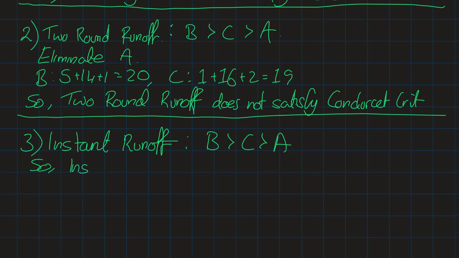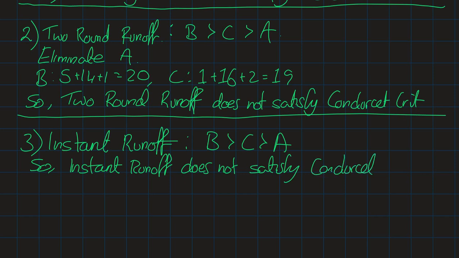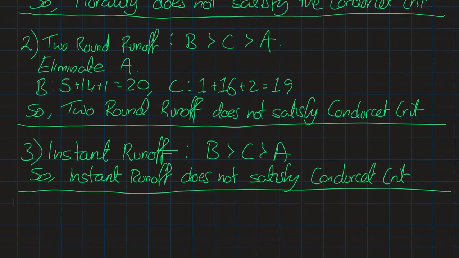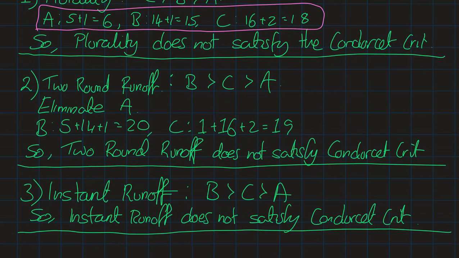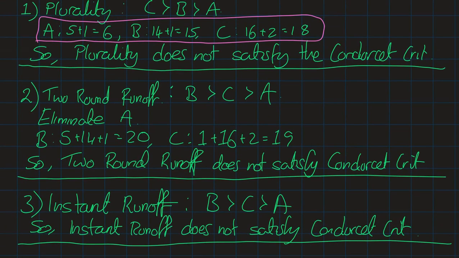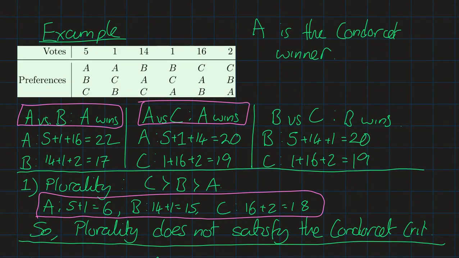So the instant runoff does not satisfy this Condorcet criteria either. Okay, the instant runoff does not satisfy the Condorcet criteria either. So far we're like 0 for 3. We've tested plurality, 2-round runoff and instant runoff, and we found that none of them elect the Condorcet winner. So none of them have the Condorcet criteria.